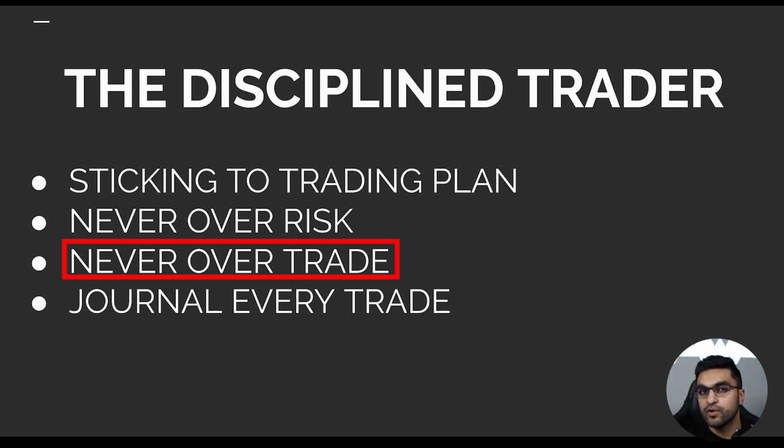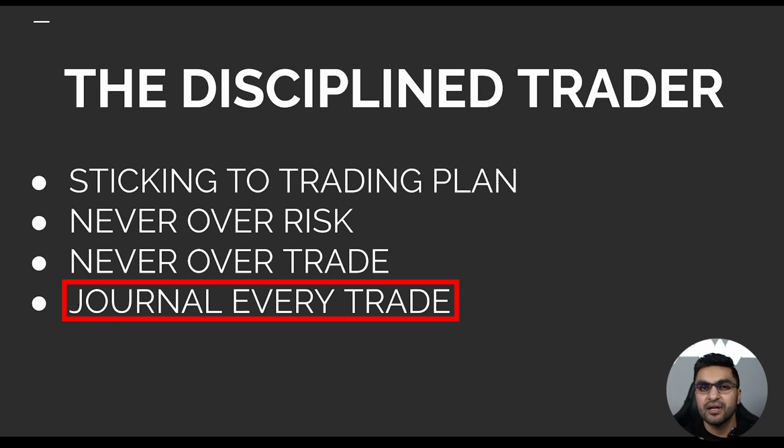You never overtrade. When you have 2, 3, or 4 consecutive losses, you do not just start overtrading, thinking that you have to make your money back and start revenge trading. So never overtrade. That's the mark of a successful, disciplined trader. And the next is, every single trade that you take, make sure that you journal that trade so you know what things are working for you, what things are not working for you, and when you need to take a step back.